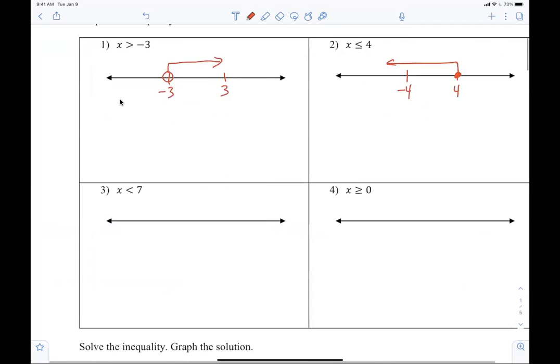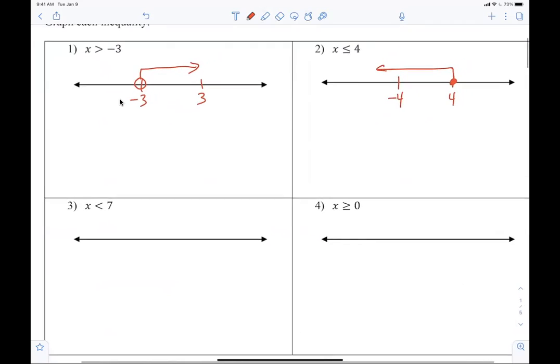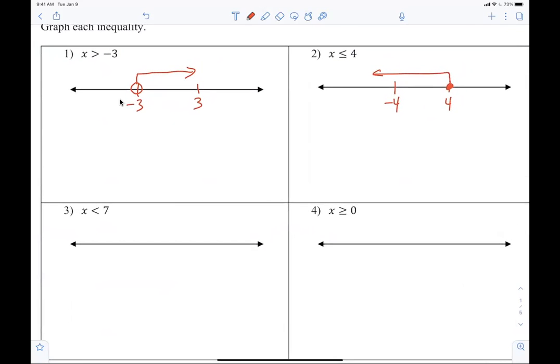How can it be equal and less than at the same time? It's not. That's why there's an or statement. I didn't say less than 4 and equal to 4. I said less than or equal to. You have 2 choices.